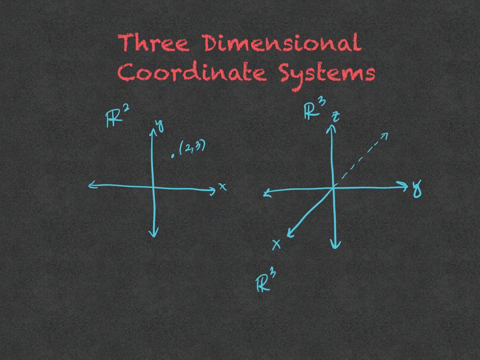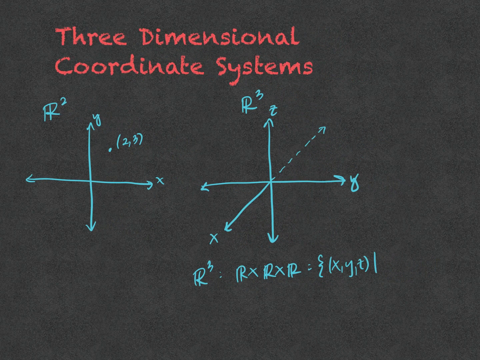R3 is our three space. It's defined as the real numbers, and the real numbers, and the real numbers. That's the notation. It's the Cartesian product. And this equals the set of all values x, y, z such that x, y, and z are elements of the real numbers. So you have a real number in each value, and that's where our R3 notation comes from.